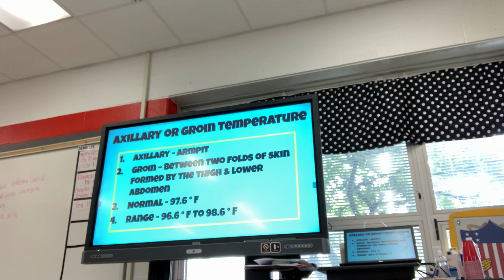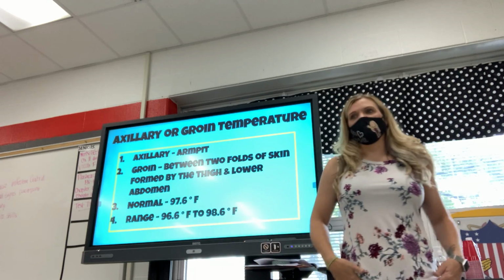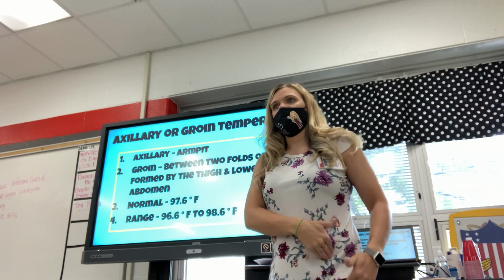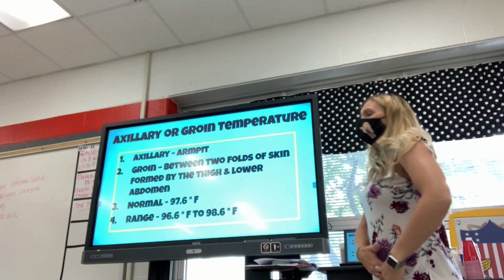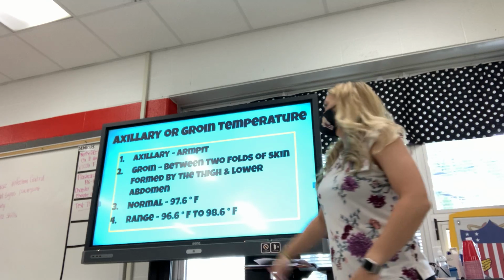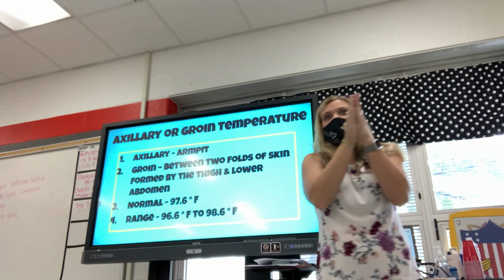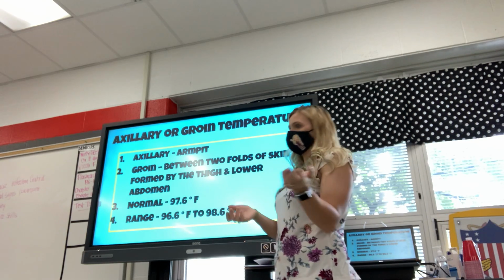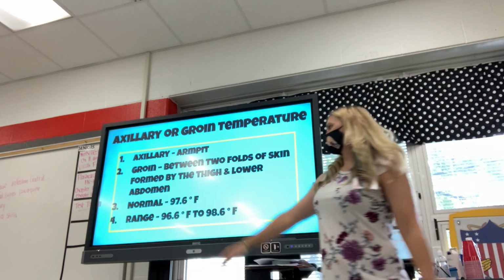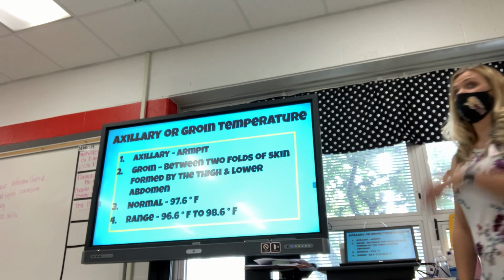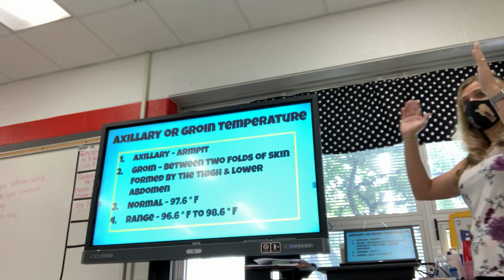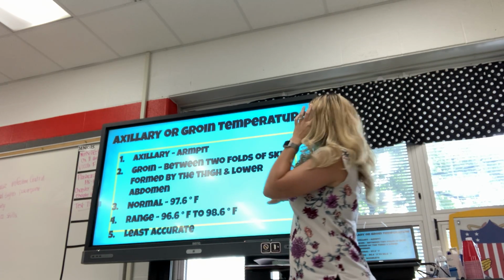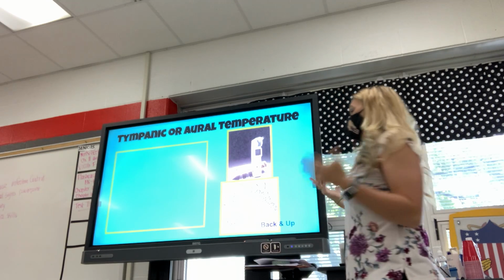That's all right. So, do the armpit. We can also do the groin. Right in here is your groin, where your thigh meets your torso. You can take someone's temperature between the two folds there. That's kind of like your armpit. It's just where skin on skin meets each other. Not the most accurate way to take a temperature, but still doable. Normal is 97.6, range 96.6 to 98.6. Are you seeing how they all vary a little bit? And this is the least accurate, obviously, because it's just between two pieces of skin.